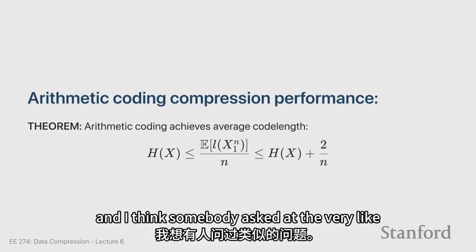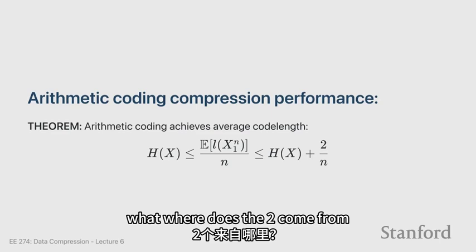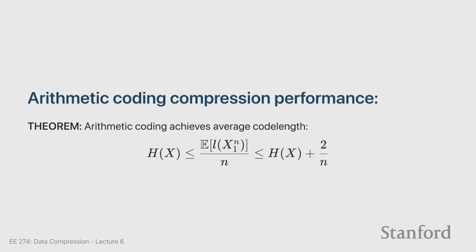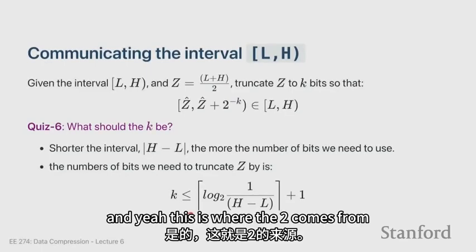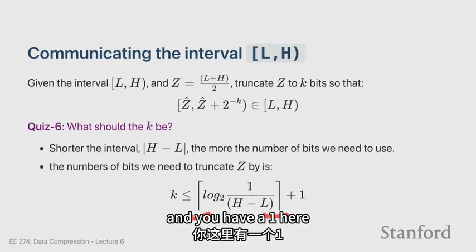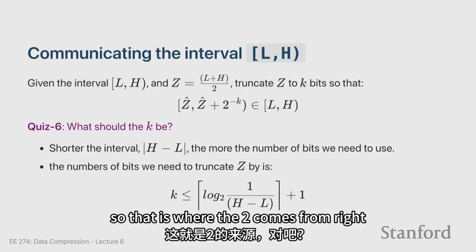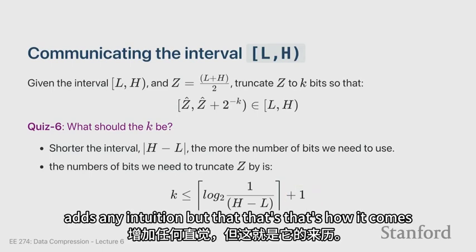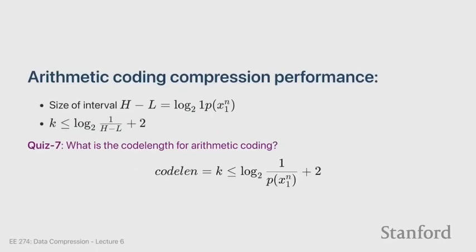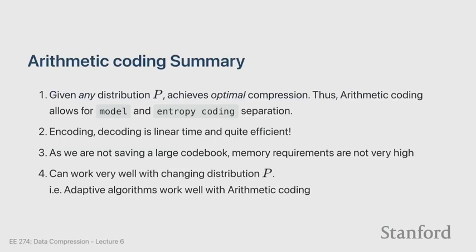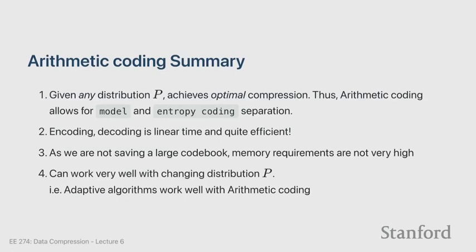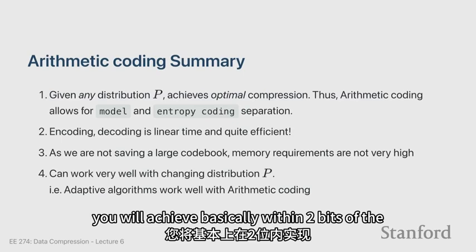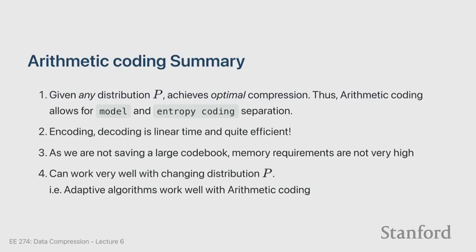Somebody asked towards the start of the lecture where the 2 comes from. This is where the 2 comes from. You get 1 from the ceiling function, and you have a 1 here. So that is where the 2 comes from. I don't know if it adds any intuition, but that's how it comes. Sorry, I have to move a bit fast. Just to summarize, given any distribution P, you will achieve basically within 2 bits of the entropy.